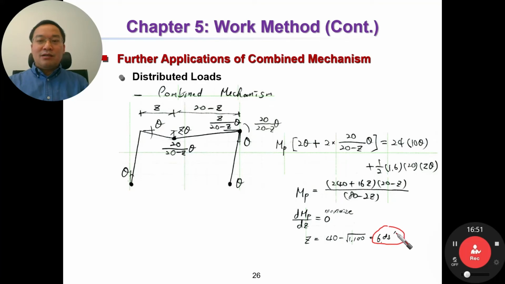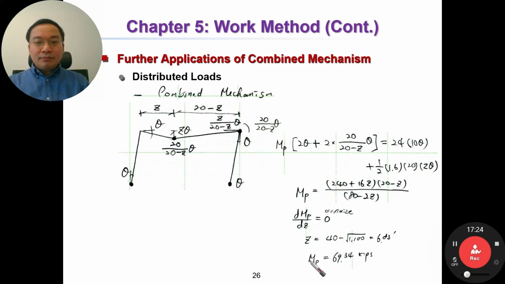6.83 feet. Do you understand this step? Can you follow? To determine the maximum of this value, we take the derivative of this function equal to 0, and by that we can determine z equal to this one. Then now we have z, just substitute z into here. Then we can determine MP.